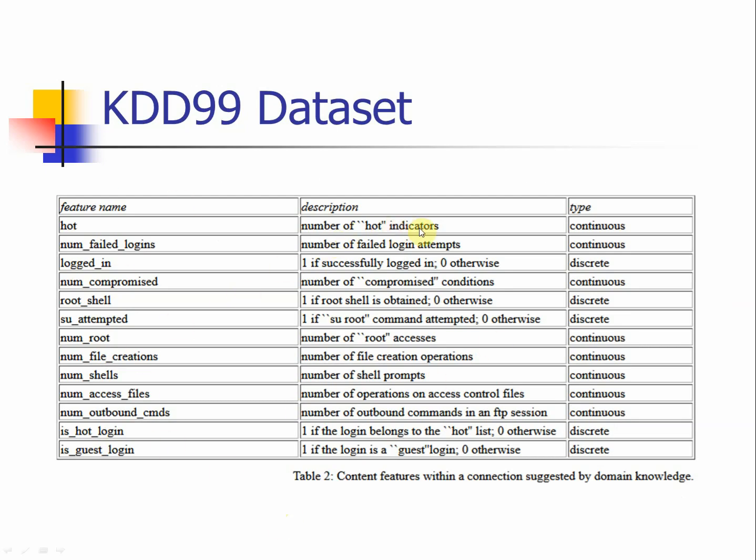The second set of attributes includes these things: number of hot indicators, number of failed login attempts, and obviously all of these are related to cybersecurity issues. Logged in, 1 if successful, 0 otherwise, so they have successfully come into the network. And then number of root accesses, number of file creation operations, number of shell prompts, etc. All of this information relates to content features within a connection suggested by domain knowledge. So you can see that to summarize these attributes, you require basic knowledge about cybersecurity or networking, and that is the background information needed for the data science idea.